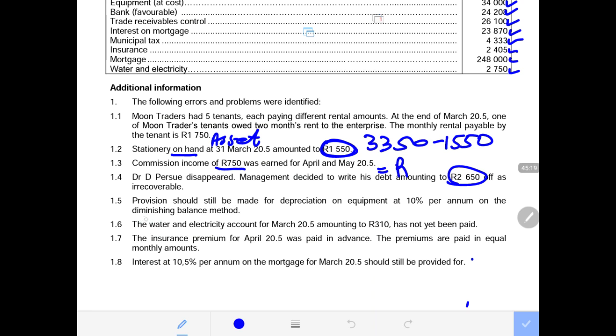Provision should still be made, number 1.5. Provision should still be made for depreciation on equipment at 10% per annum on the diminishing balance method. All the questions that I've gone through in FAC 1502, the calculation of the depreciation is on the diminishing balance method. So master this, it is very easy. Cost minus accumulated depreciation times the percentage or divide by the useful life.